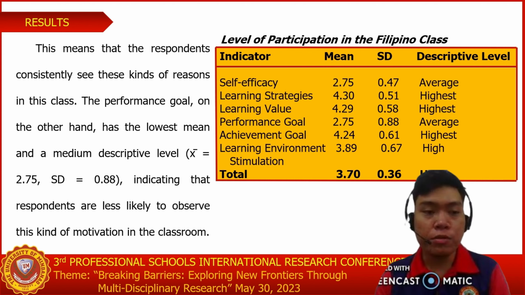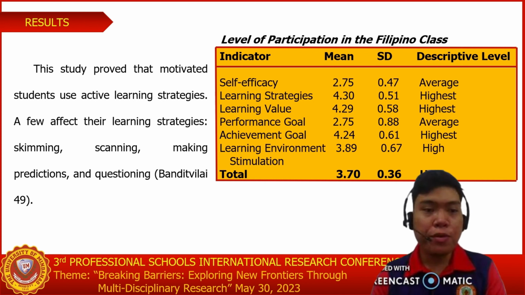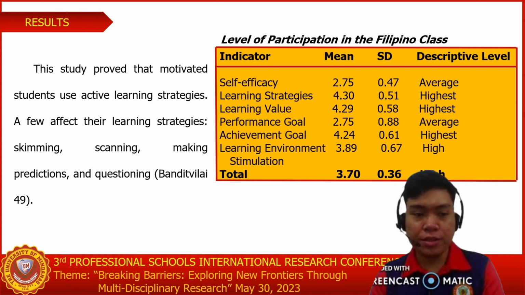The performance goal, on the other hand, has the lowest mean and a medium descriptive level, an average mean of 2.75, indicating that respondents are less likely to observe this kind of motivation in class. This study proved that motivated students use active learning strategies. A few affect their learning strategies: skimming, scanning, making predictions, and questioning.